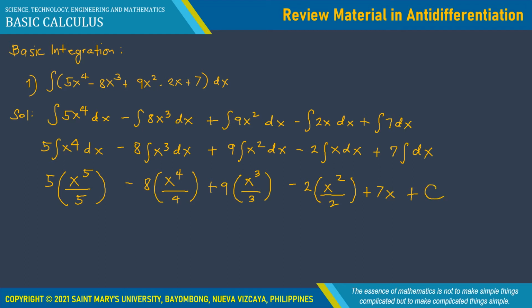Okay, and then isi-simplify na natin yung 5 over 5, makakancel na. So ang matitira is x to the fifth minus 8 divided by 4 will be 2. So 2x to the fourth. Then 9 divided by 3 is 3. So 3x cubed. Then 2 over 2 is 1. So matitira na lang minus x squared plus 7x plus c. Okay, so ito na yung ating integral.